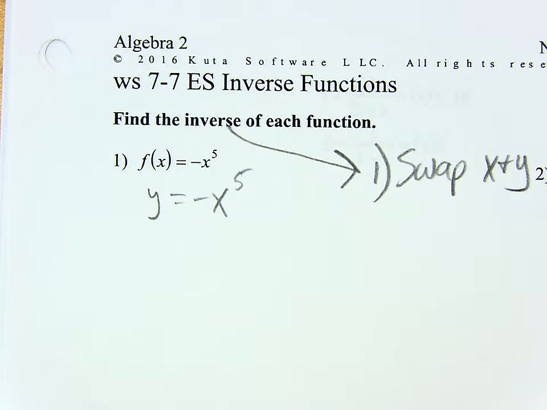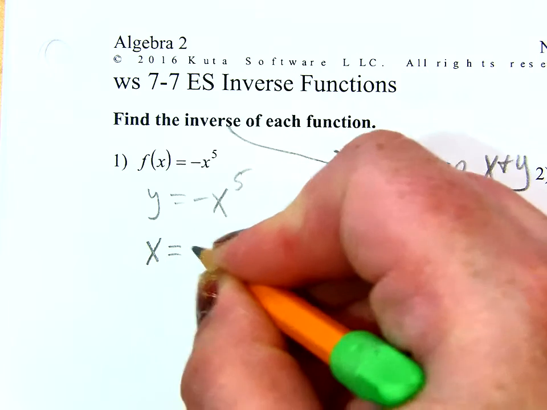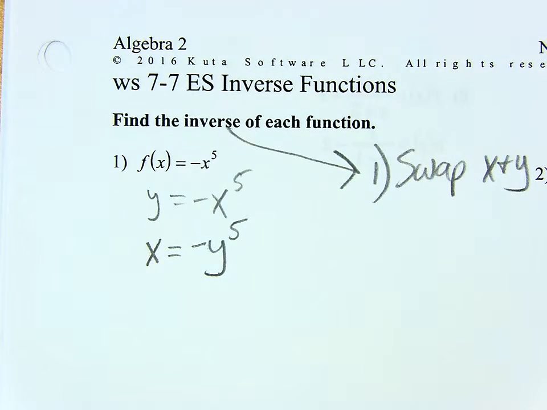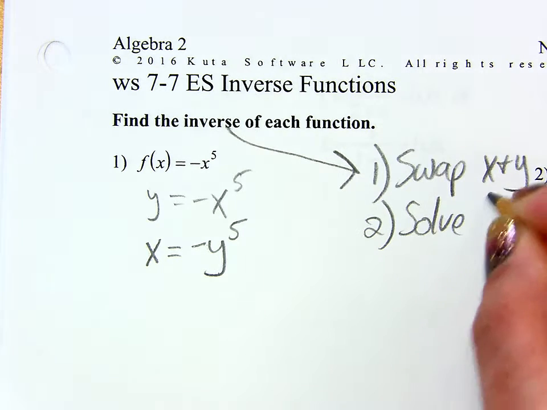So when I do that, check out what it looks like. Instead of writing a y, I write an x. Instead of writing an x, I write a y. Okay, so there's the first part. I have swapped x and y, and now all I need to do is solve the equation for y. Solve for y.